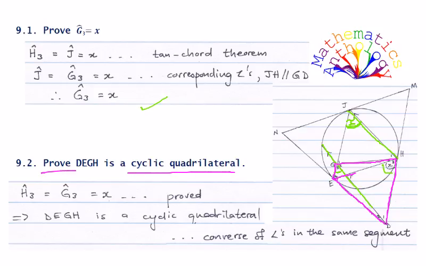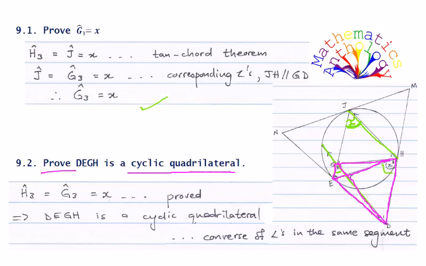Okay, 9.2, prove that DEGH is a cyclic quad. So DEGH, that's the purple quadrilateral there. We need to prove that that's a cyclic quad. When you're proving something is a cyclic quad, you need to prove that the exterior angle of the cyclic quad is equal to the interior opposite angle, or you can prove that the opposite angles of a cyclic quad are supplementary, or you can prove that angles in the same segment are equal.